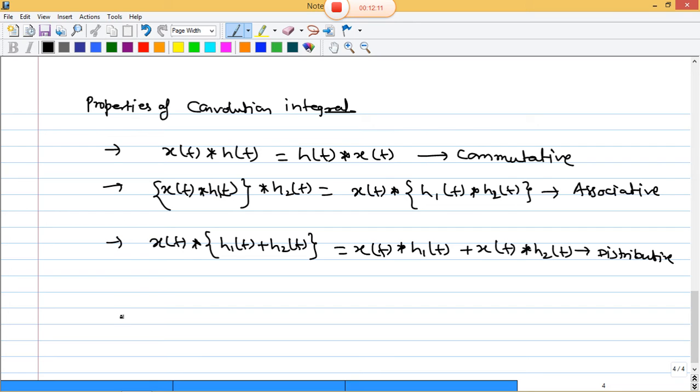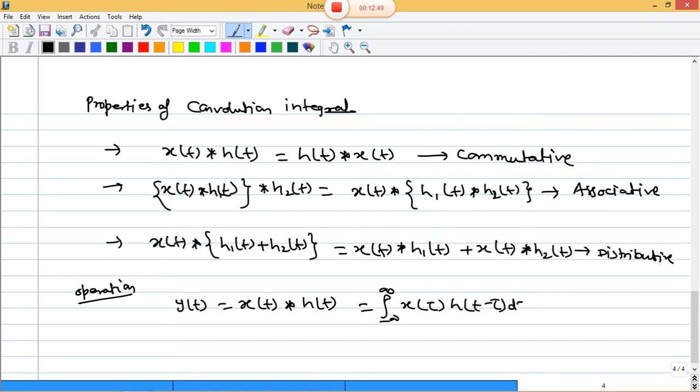So how the convolution integral operation takes place, we have to know. Operation of convolution integral. I have already told that y(t) will be nothing but the convolution of the input of the system and the impulse response of the system, which is equal to the integral from minus infinity to infinity of x of tau h of t minus tau d tau. Is that clear? Or, because this is commutative, we can write it like this: the integral of h of tau x of t minus tau d tau. So both we can write, no problem.